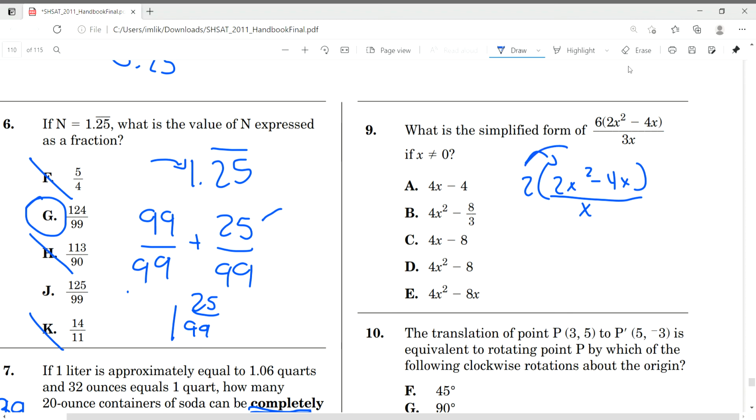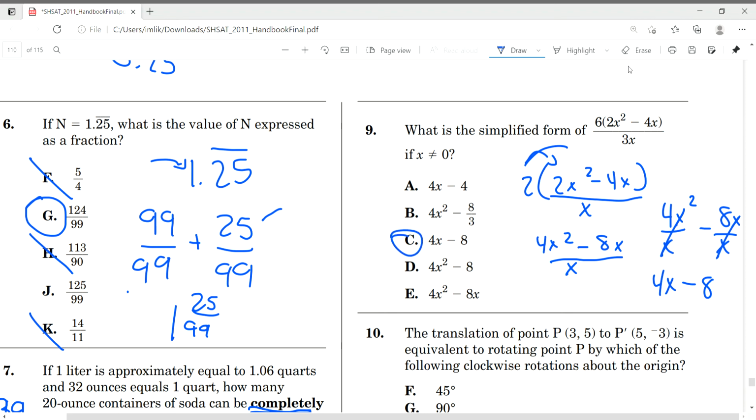2 times 2x squared is going to be 4x squared. 2 times negative 4x is 8x. And we divide everything by x. A lot of people get confused here, but when you have two things being subtracted over the same denominator, you can just rewrite them over the same denominator. So we can just rewrite this as 4x squared over x minus 8x over x. The x's cancel out, and the x's cancel out, we get 4x minus 8, which is C.